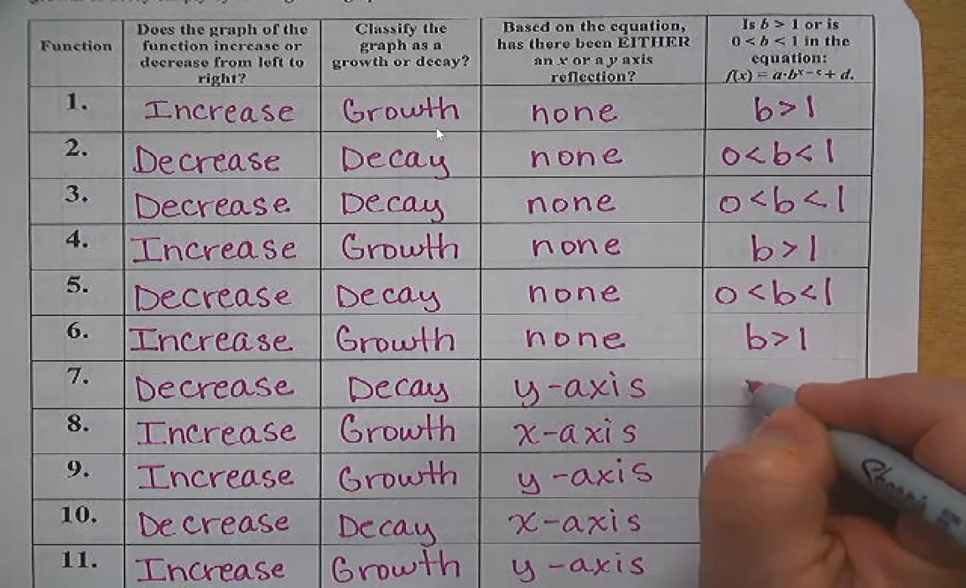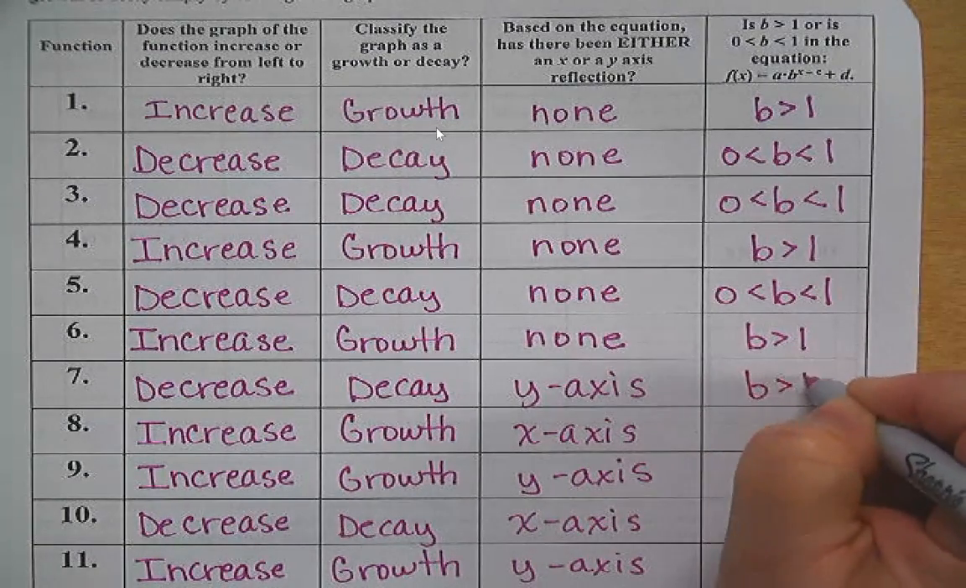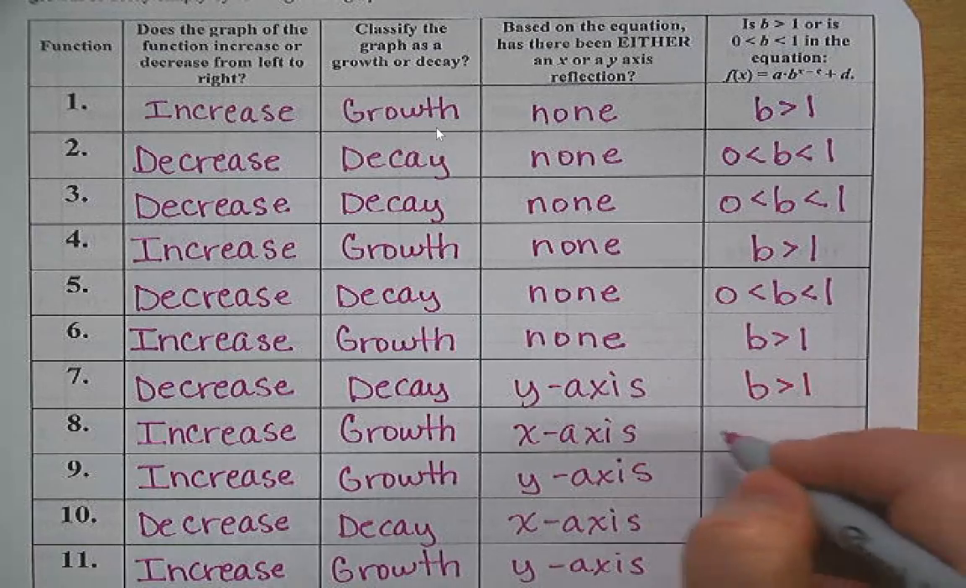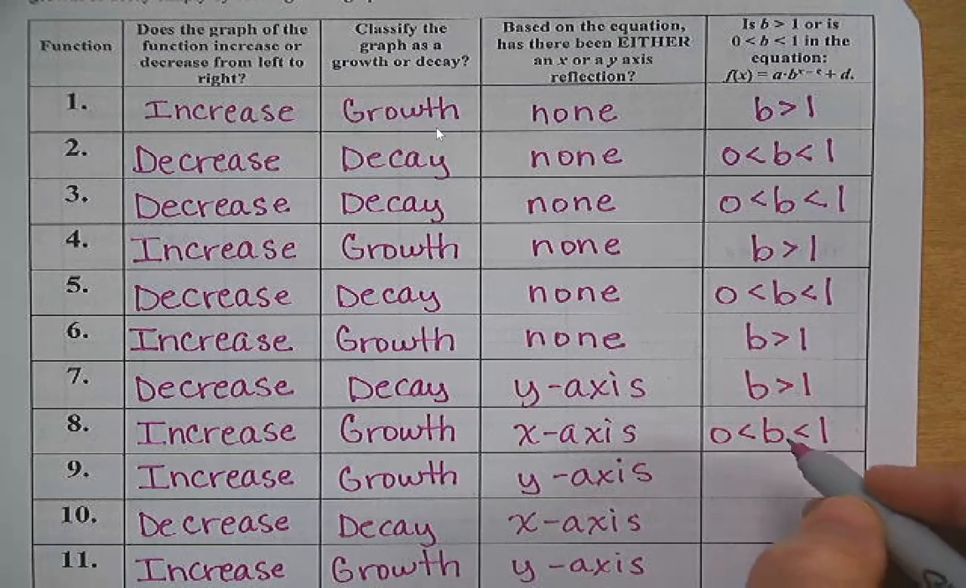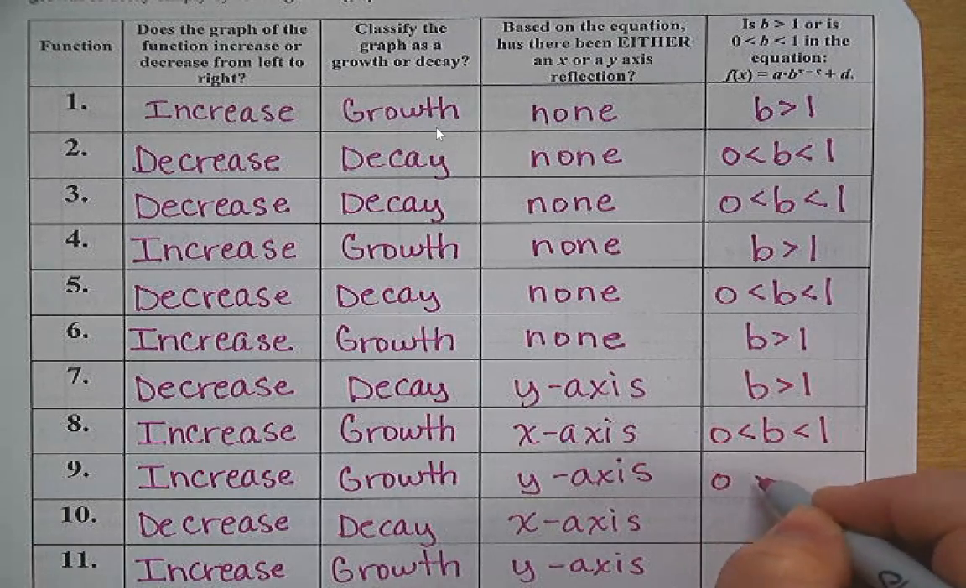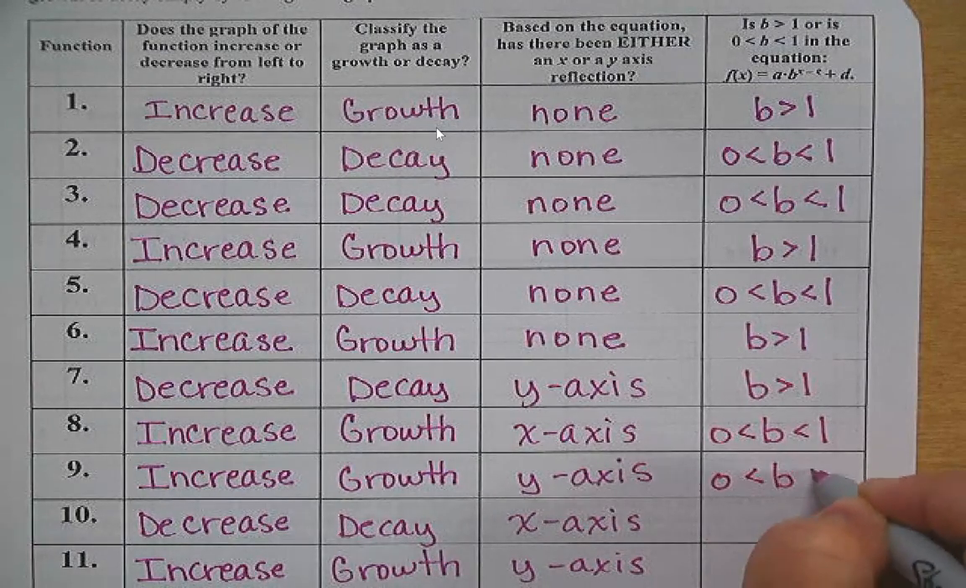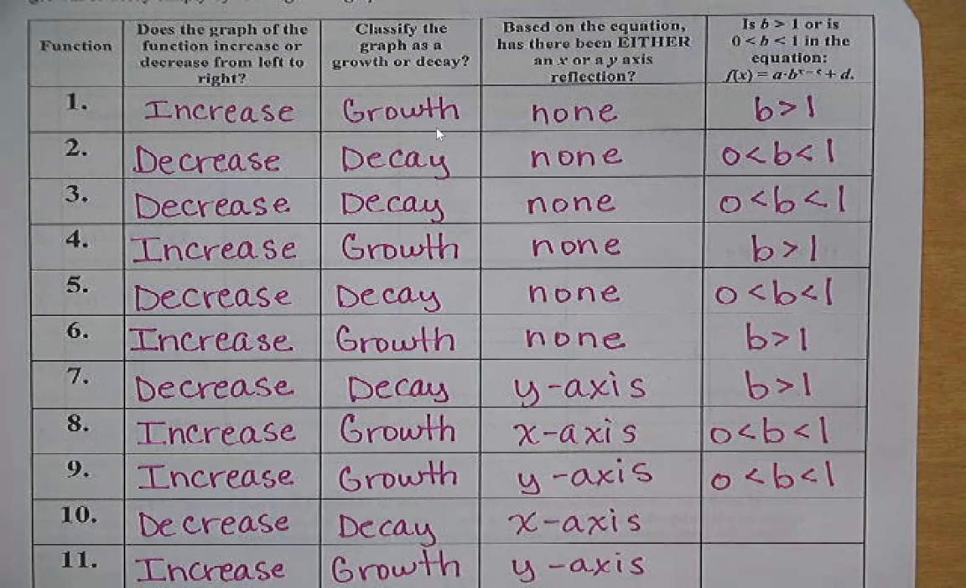So 7, the b value was 2, which is greater than 1. For 8, the b value was 1/2. And for 9, the b value was 2/3. Both of those are between 0 and 1.